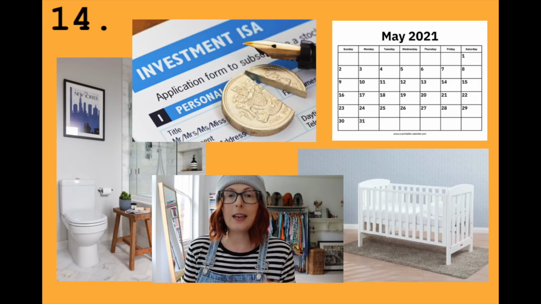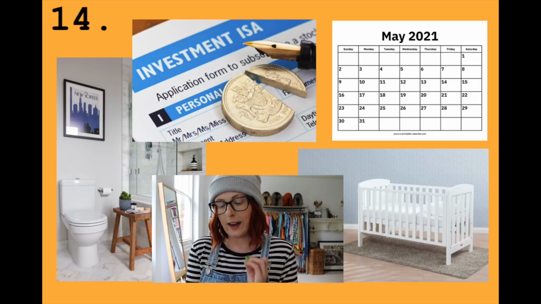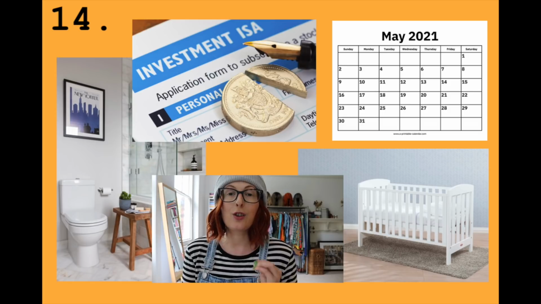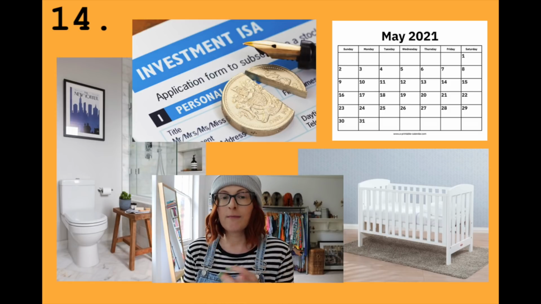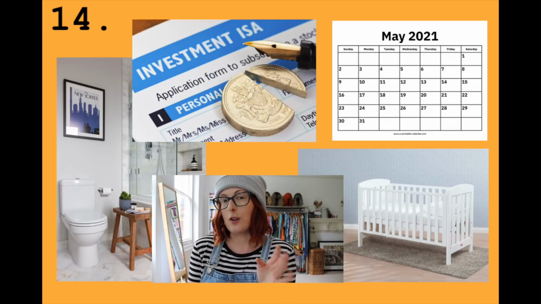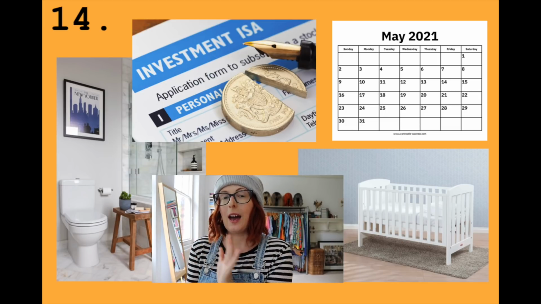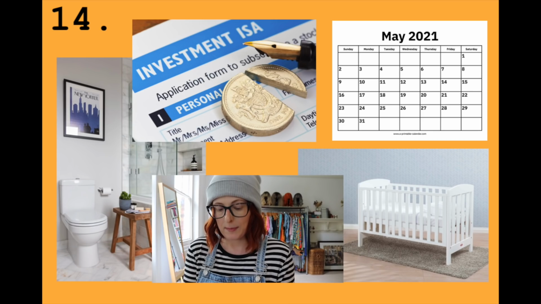Number 14, we have a toilet, or as we may say here, a loo. We have an ISA form. We have the month May shown on a calendar, and then we have a cot. Do we know what this one is? This is Louisa May Alcott, who wrote Little Women.